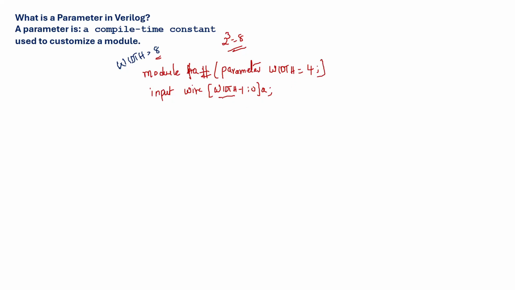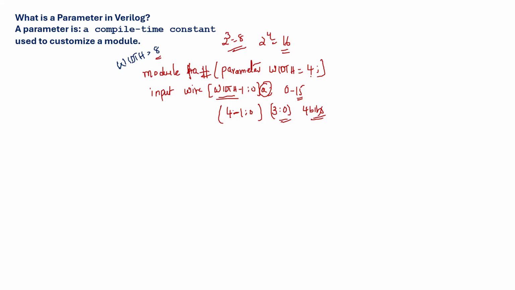Then every time, the value is 4 minus 1 down to 0. 4 minus 1 is 3, so 3 down to 0 means 4 bits. So 4 bits means up to 2 power 4, which is 16 values. This a is capable of storing values 0 to 15. Clear? That is the reason we take parameterized modules.